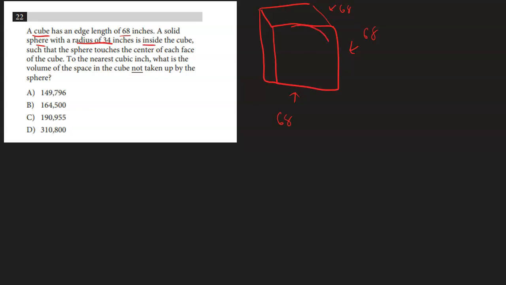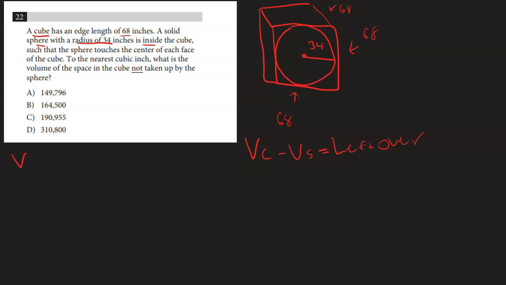So we know it's going to have a sphere in here with a radius of 34 inches. And it's going to touch the center of each face of the cube. Round to the nearest cubic inch. What is the volume of the space in the cube not taken up by the sphere? So what they're asking is, what is the volume of the cube minus the volume of the sphere? And they're asking for what's left over.